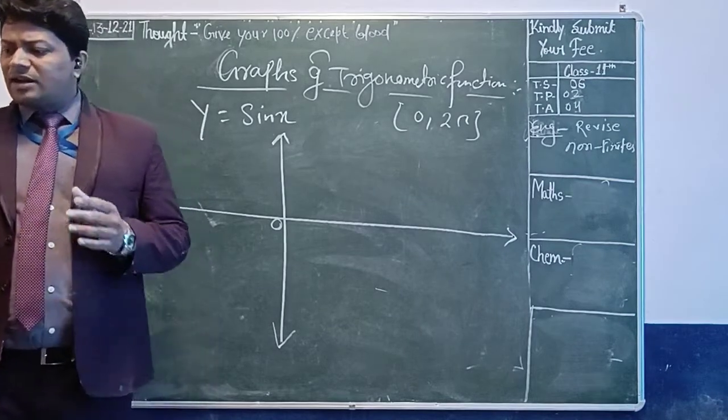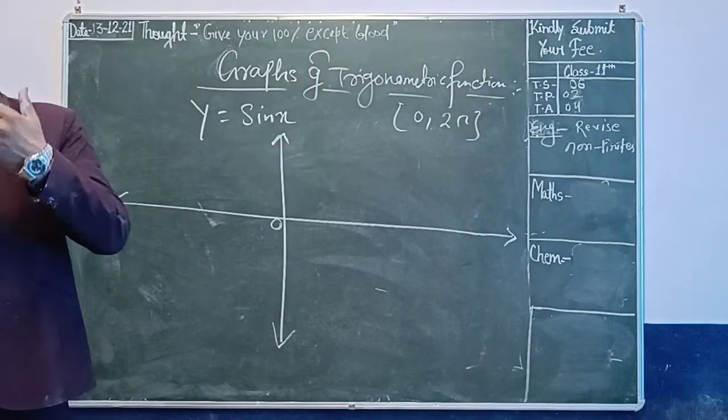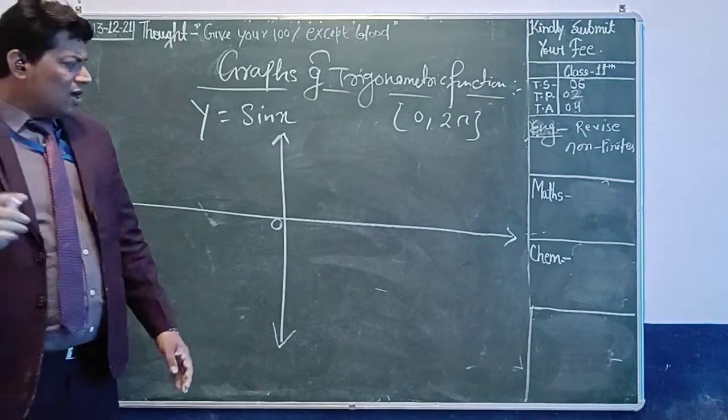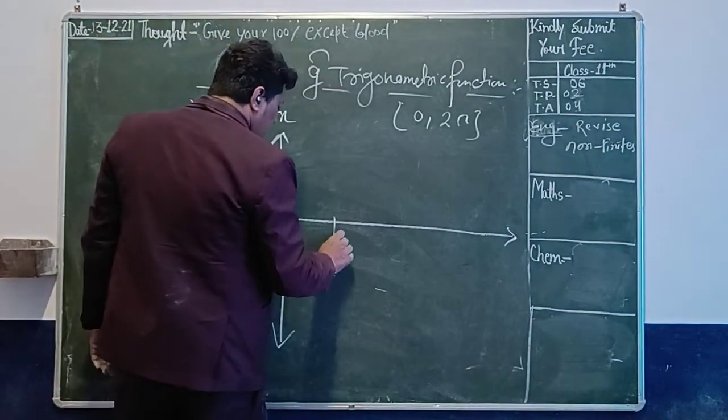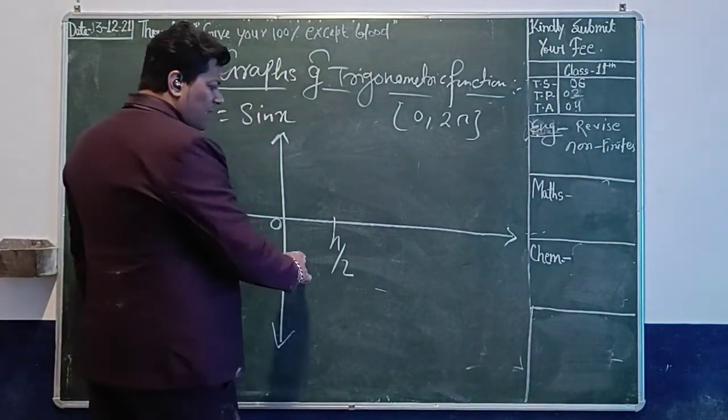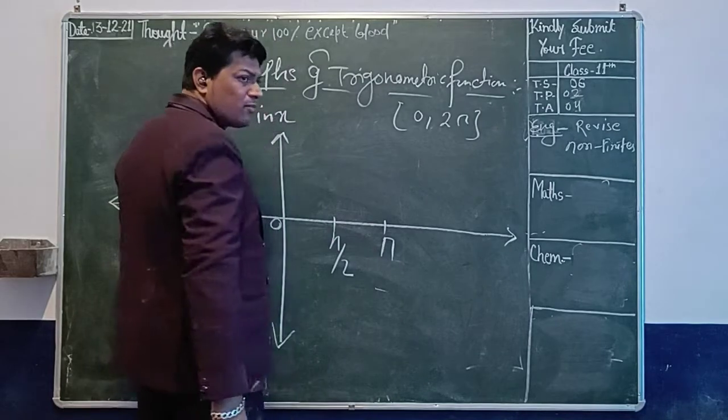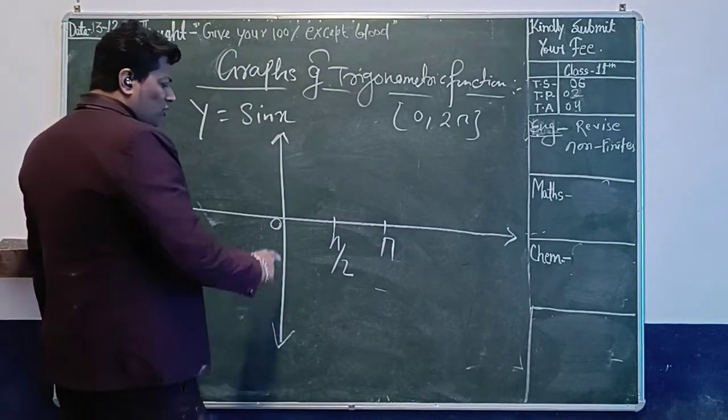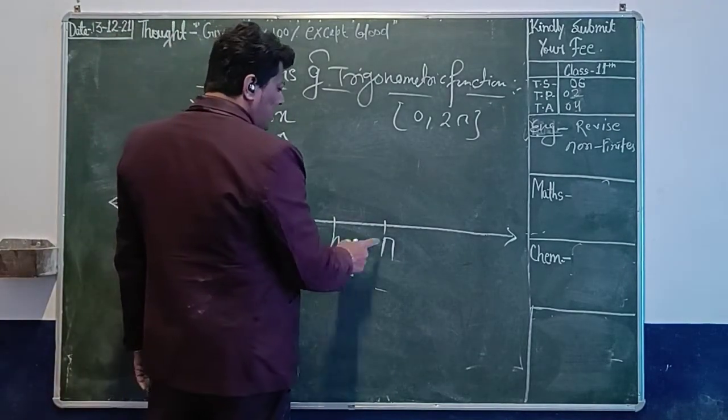You can go for the marking of pi by 3. You can go for the marking of pi. You can go for the marking of pi by 2. Is it clear? Pi by 2. You can go for the marking of pi. Is it clear? You can go for 0, pi by 2, pi.